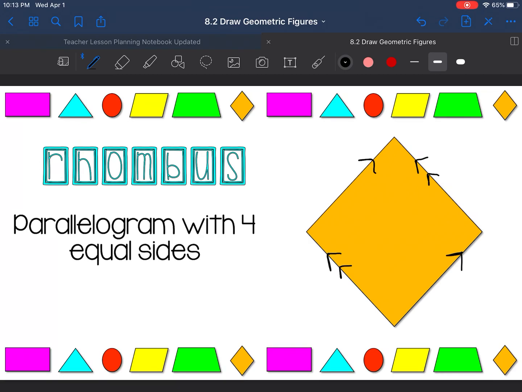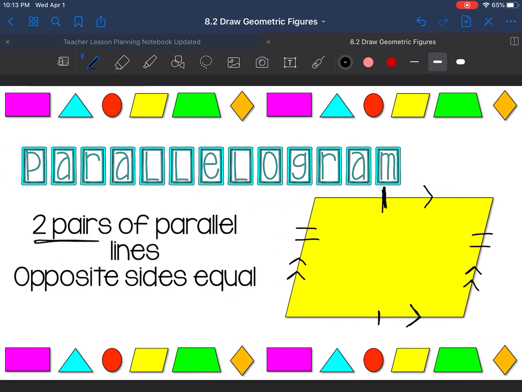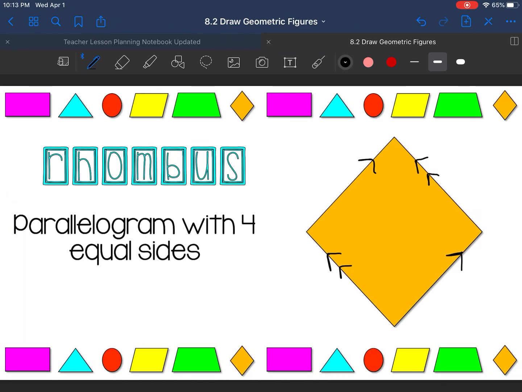Now, the difference between a rhombus and a parallelogram is that in a parallelogram, opposite sides are equal. However, a rhombus has four equal sides. So that means that all of the sides are the exact same number, just like with the square.